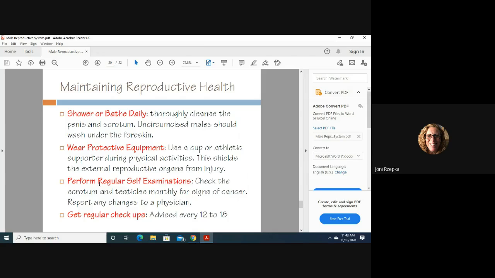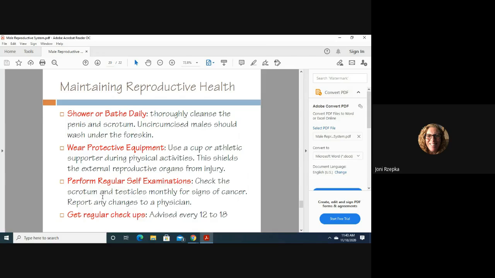Perform regular self-exams. There are things like testicular cancer, where you would need to check for an unusual lump or bump or something that's causing you pain, because that could be the onset of cancer, and it should be examined by a medical professional.